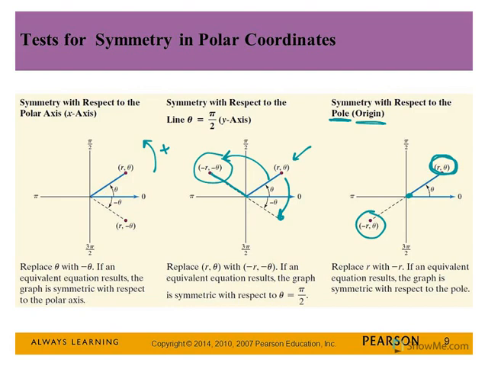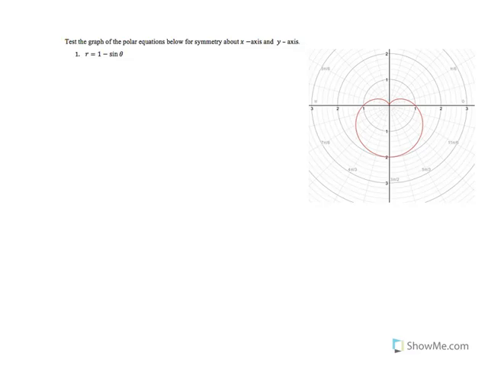And of course, we need to solve some examples to illustrate how this works. All right, so in the first question, I have: test the graph of the polar equations below for symmetry about the x-axis and y-axis. They specified the question for x and y, but we're going to also do the origin. Just keep in mind that the graph on the right-hand side, I did it just for you to visualize it, but it's not going to be given in the question, because I told you in the beginning, we're going to do this algebraically.